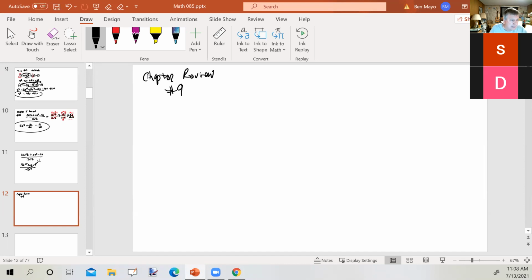Number 9. It says multiply, simplify your answer completely. And here's the problem. It's negative a squared b squared times the quantity negative a to the 4th b squared plus a cubed b cubed minus a b to the 4th plus 9a.